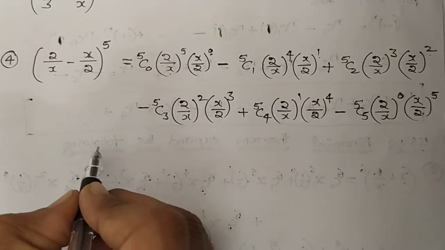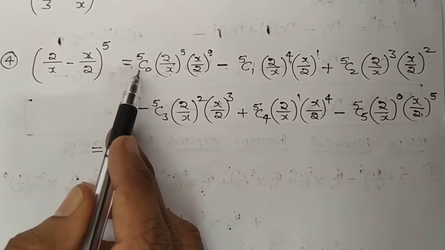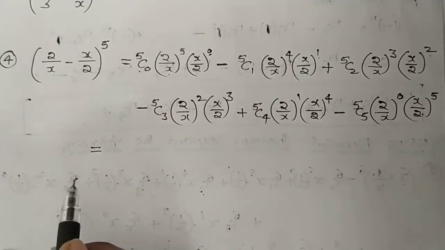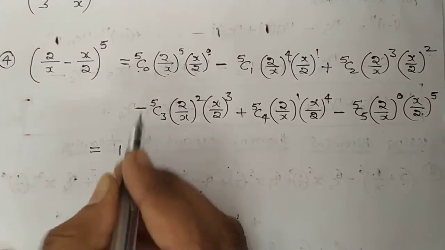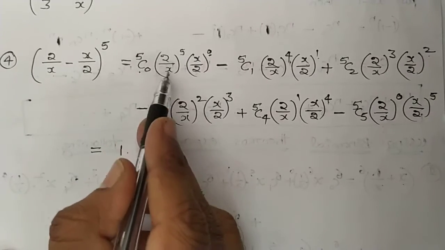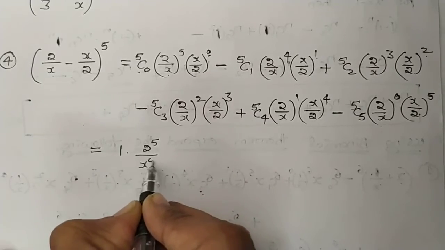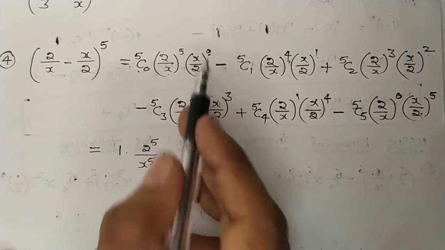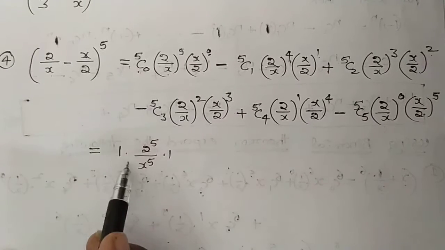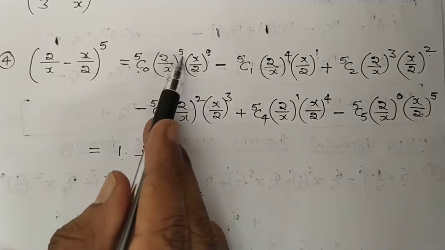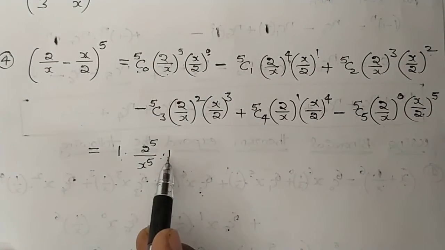Now simplify it. First, 5C0. What is the value of 5C0? It is 1 only. So 1 into (2 by x) whole power 5, that is 2 power 5 divided by x power 5, into (x by 2) whole power 0, which is 1 only, by using the laws of exponents.